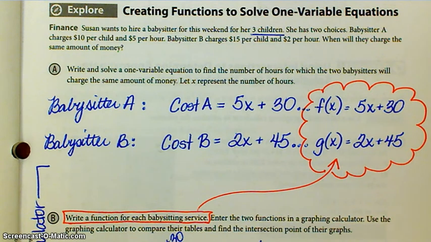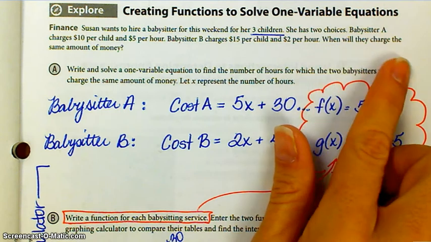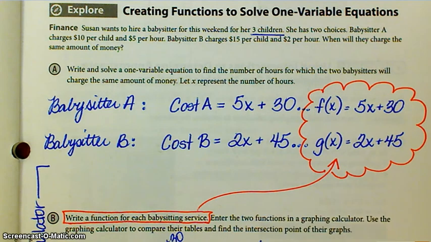For example, it says Susan wants to hire a babysitter for the weekend for her 3 children. She has 2 choices. Babysitter A charges $10 per child and $5 per hour. Babysitter B charges $15 per child and $2 per hour. When will they charge the same amount of money? We've actually already done questions like that, where you had 2 situations and had to put them equal to one another so that you could solve for the variable x. And we can do that with graphs also.